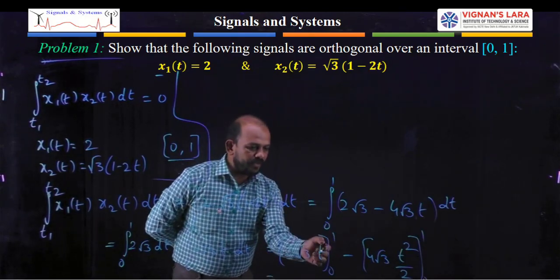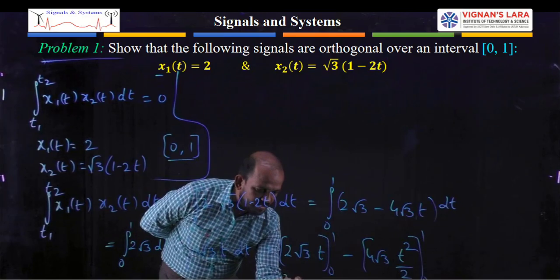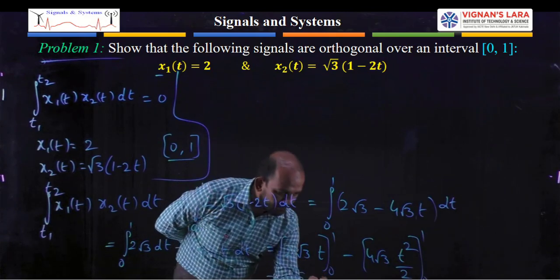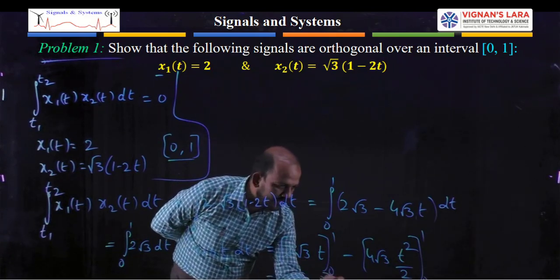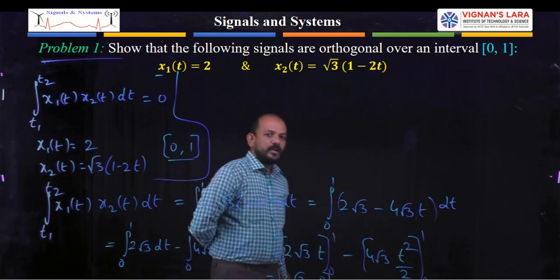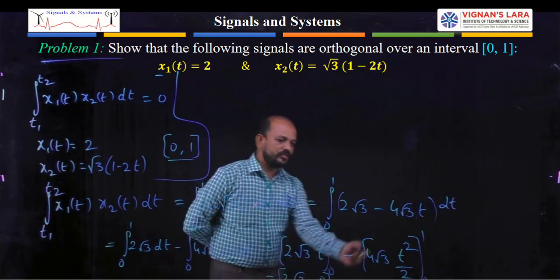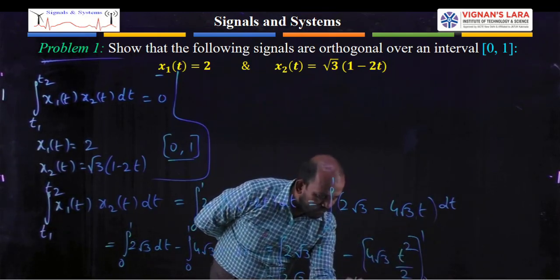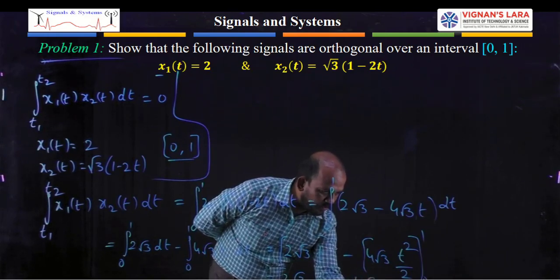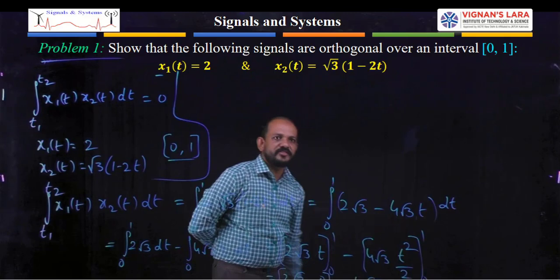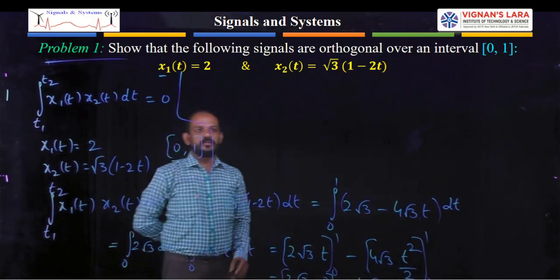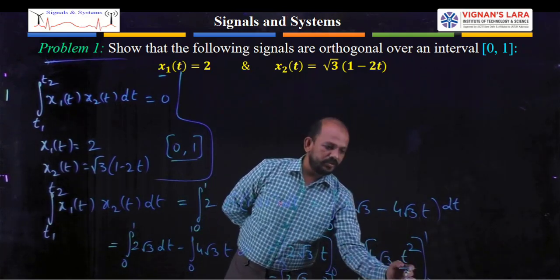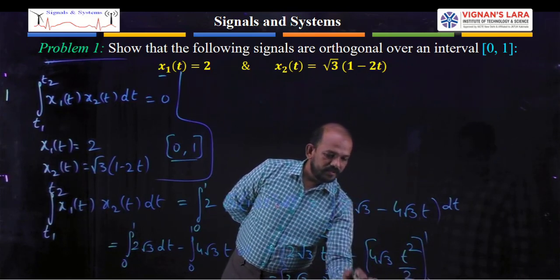So, first apply 1 here. 2 root 3 into 1, nothing but 2 root 3, minus 2 root 3 into 0. Minus, apply 1 in t square, 1 square by 2, so 1 by 2. It will be given as 4 root 3 into 1 by 2, minus 0. 0 into anything is 0. See, this is 1.